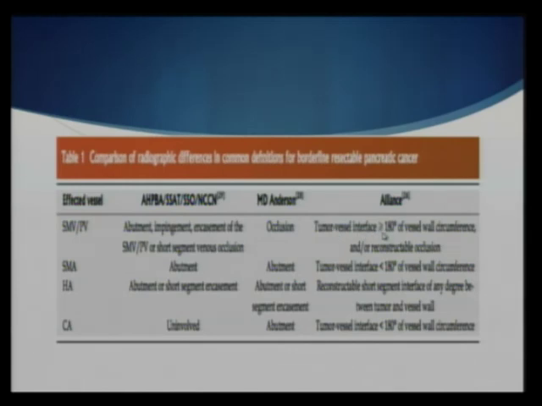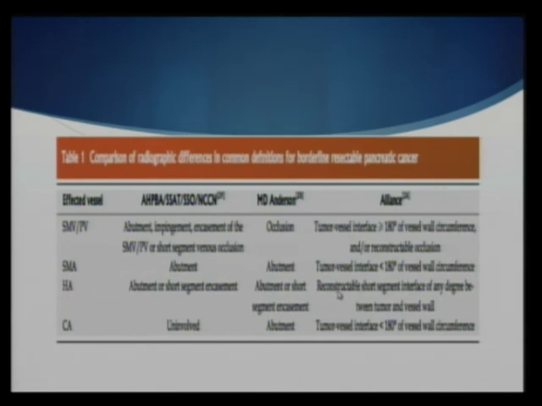If there is greater than 180-degree interface of the vessel wall circumference with the tumor, with the SMV, so if there is greater than 180-degree abutment or even occlusion, short segment occlusion which can be reconstructible, so you can resect that short segment which is occluded and then do a formal resection, that counts as borderline resectable. With regards to SMA, if there is tumor vessel interface of less than 180 degrees, that's the other criterion that will count as borderline resectable.